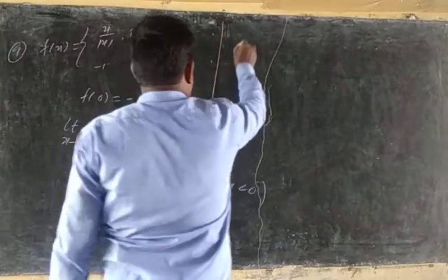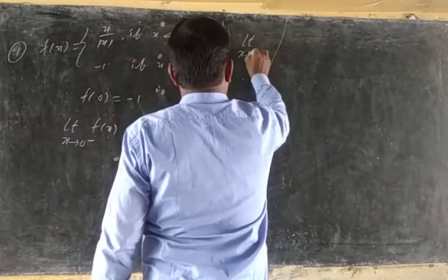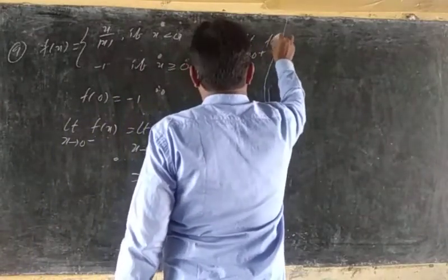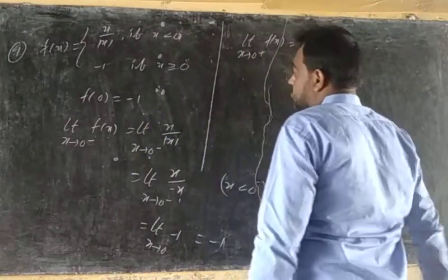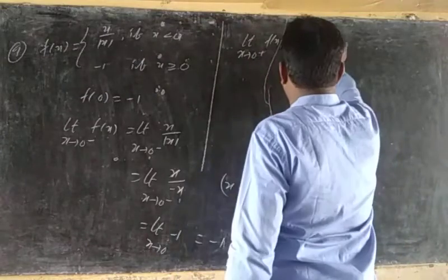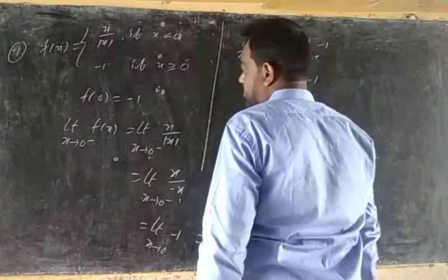Next, the right hand limit. That means the limit of f(x) as x tends to 0 plus, which means x is greater than 0. f(x) is defined as -1. So it is equal to -1.